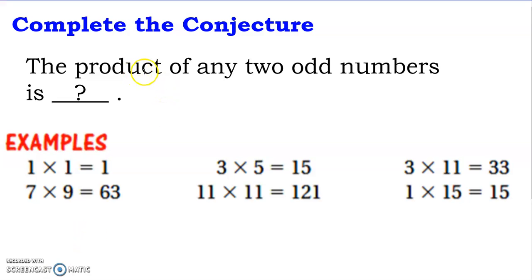The product, remember, sum means addition, product means multiplication. So the product of any two odd numbers, so if I take two odd numbers and multiply them together, I'm going to get what type of number. So if you look at these examples, we take two odd numbers, multiply them together, and all of our products are odd.